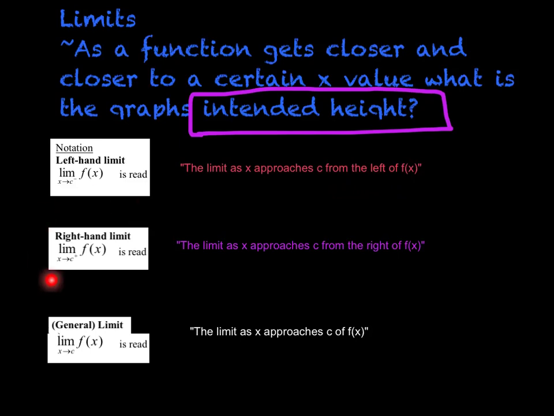Very similarly, a right-handed limit is going to have that plus sign. The limit as x approaches c from the right side of f of x. And then, of course, we have just the general limit. The limit as x approaches c of f of x. So when they don't say left and right, that implies to you that you have to check both the right and the left.